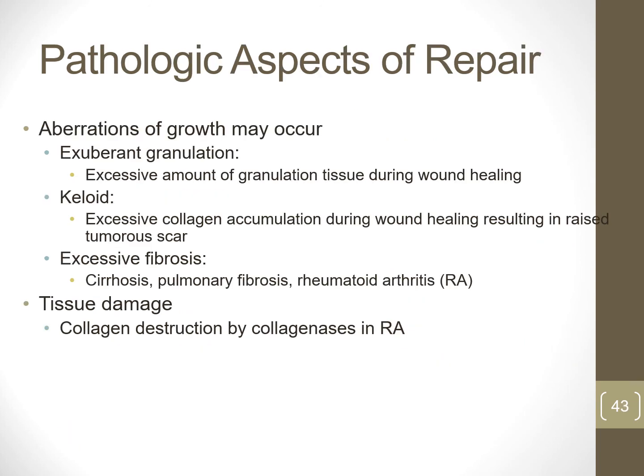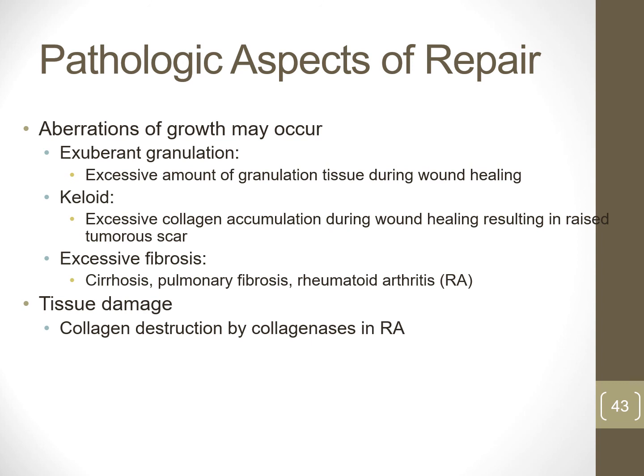So what are the problems that can be associated with the repair process? First of all, aberration of growth may occur, like exuberant granulation. There will be an excessive amount of granulation tissue during the wound healing. So if you look at the wound, you will see granulation tissue coming out of the wound. This is called exuberant granulation. This usually does not have bad consequences. It is something temporary that can go away after healing.